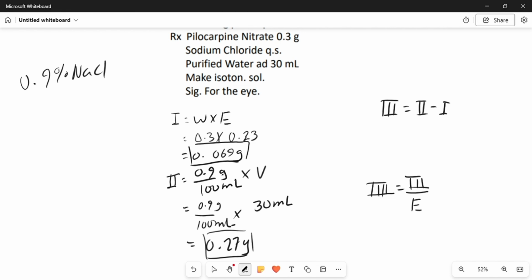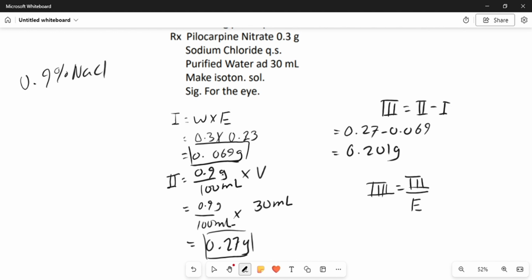So let's continue with step 3. Step 3 is step 2 minus step 1. So there's step 2 and here's step 1. So it is equal to 0.27 minus 0.069. And we will yield 0.201, and that will be in grams.